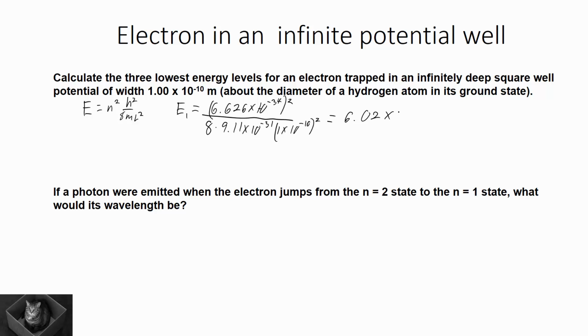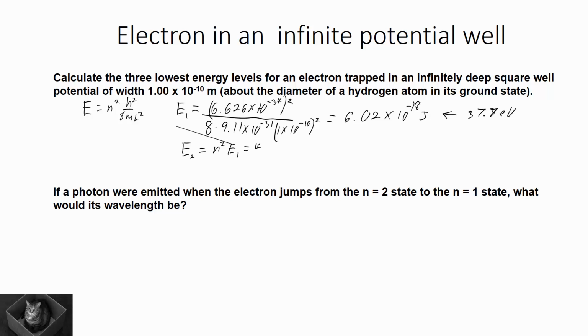6.02 times 10 to the negative 18th joules, which, by the way, converts to about 37.7, that's not a 7, electron volts. So this is not accurate at all, because for a hydrogen atom it should be 13.6, right? So again, not a good model for an atom, but just an example of how we can apply quantum mechanics. So the rest of them, E2, is just going to be n squared times E1.